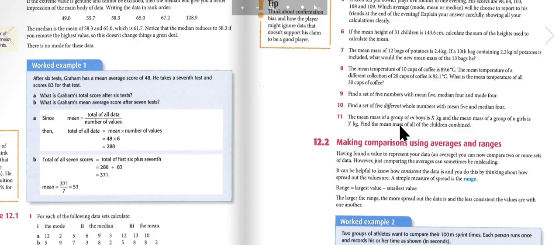Question 11. The mean mass of a group of n boys is x kilograms, and the mean mass of a group of n girls is y kilograms. Find the mean mass of all the children combined. So the total mass of all the boys is nx, and the total mass of all the girls is ny. And the total number of boys and girls is n plus n. So the answer is nx plus ny over n plus n.